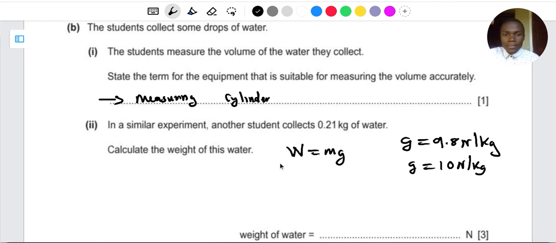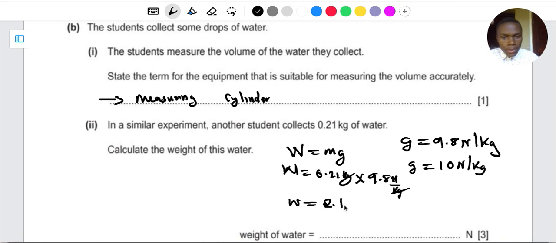So we are calculating the weight of water. So we know to say that the mass of water is 0.21 kgs, then multiply by 9.8 Newton per kg. So kg and kg, they are going to cancel each other. Then 0.21 multiplied by 9.8. So here weight is going to be equal to 2.1 newtons. So this is going to be my answer, 2.1.